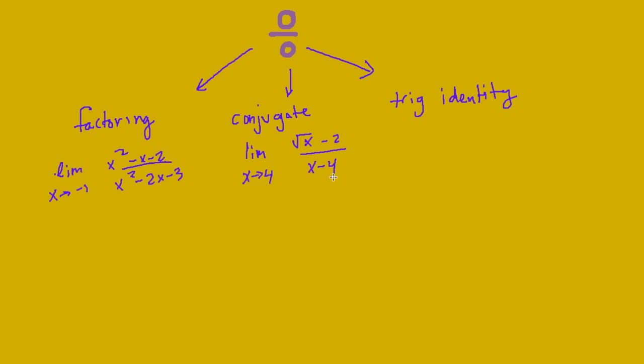A last situation is when you would need a trig identity. Something like this. The limit as x approaches 0 of sine x over sine 2x. This would also give you 0 over 0, and then you would need to use a trig identity to get the answer. In this course, this is beyond the scope of what we're talking about, so in this case, where you have sine x over sine 2x, we would use a graph or a table to find the answer. We're not going to use trig identities.